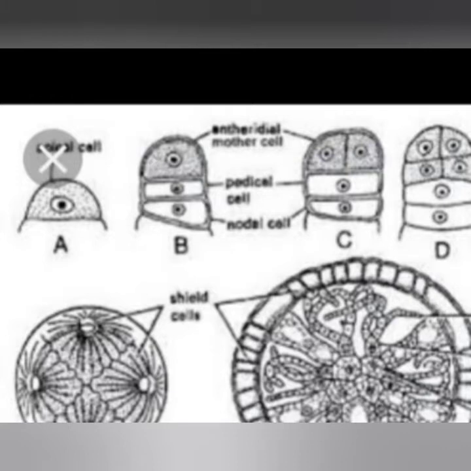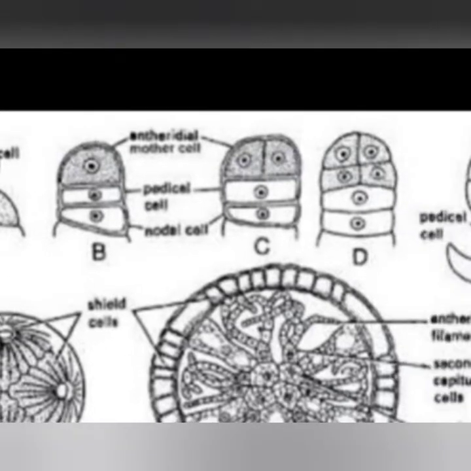In the first vertical division, it will give rise to two cells. You can see the antheridial mother cell has divided. And in figure D, when it divides further, it will give rise to four cells. Thus, by two vertical divisions of the antheridial mother cell, it will form a quadrant. Quadrant meaning four cells.